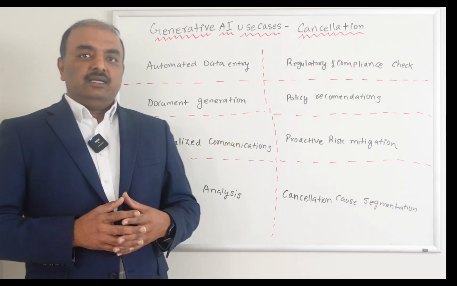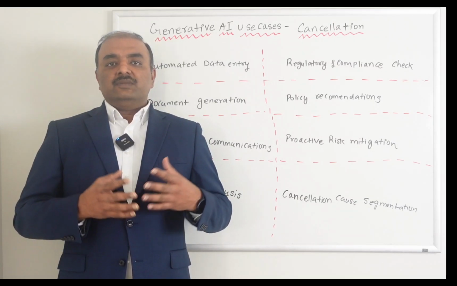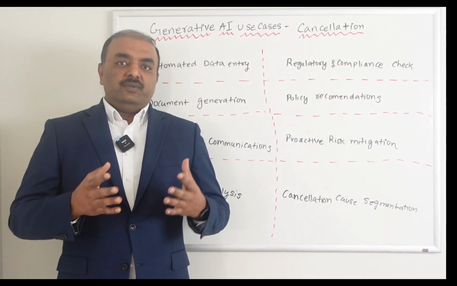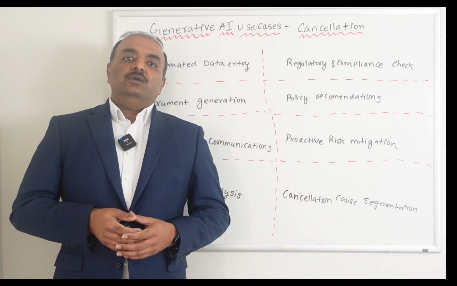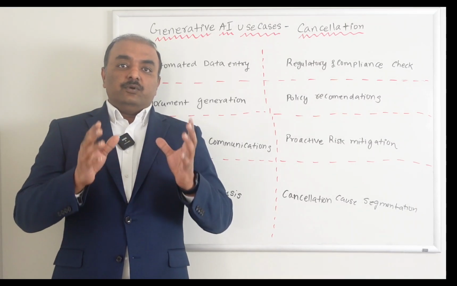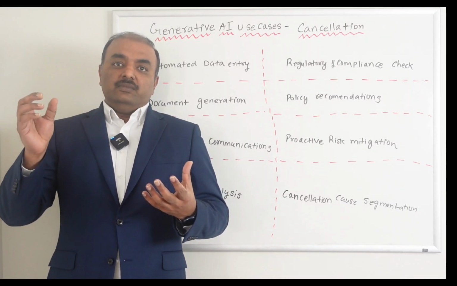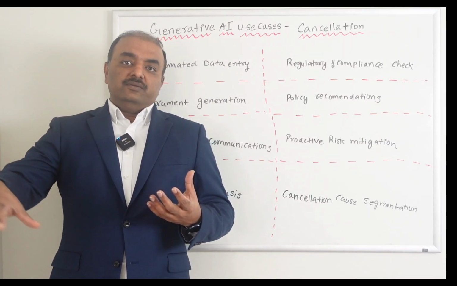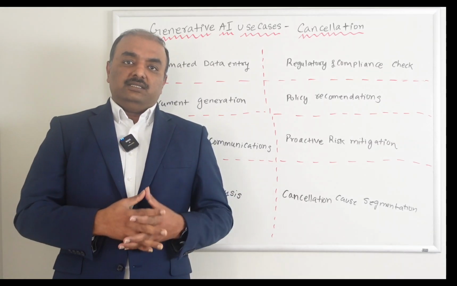Policy recommendations, right? Imagine I have a customer who is cancelling their personal auto policy, and from the data you can see that they are moving from one location to another. Then you can offer them a recommended approach, similar to Amazon. You buy a product and they recommend some similar products. You can offer them a similar insurance product within your insurance company, which will help you to retain the customer.